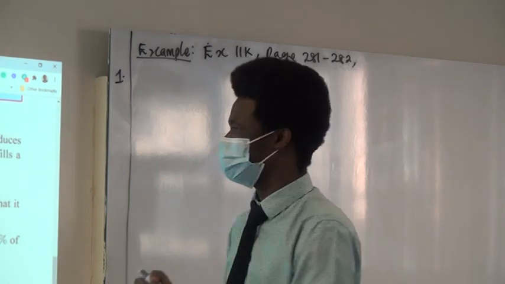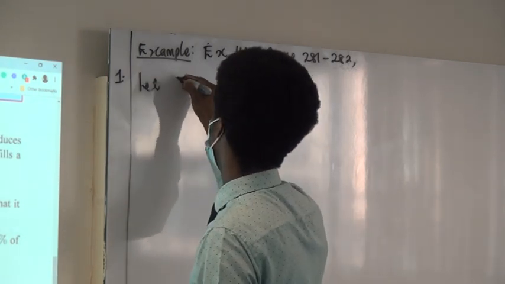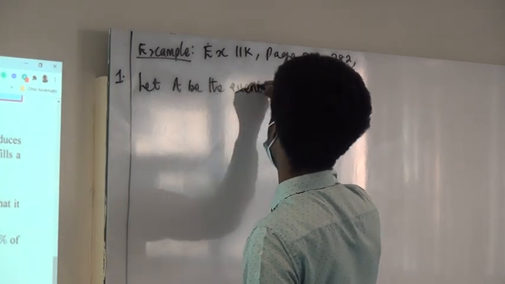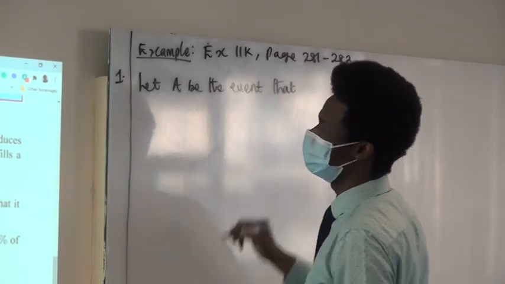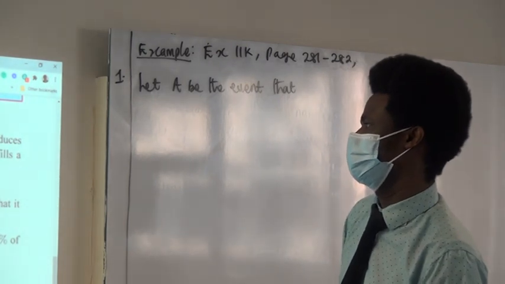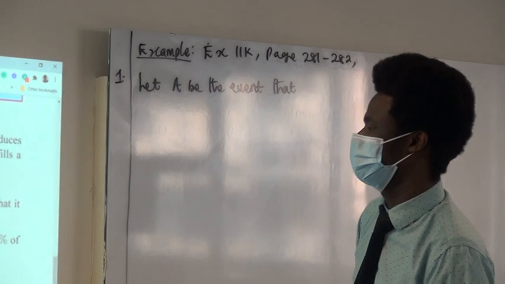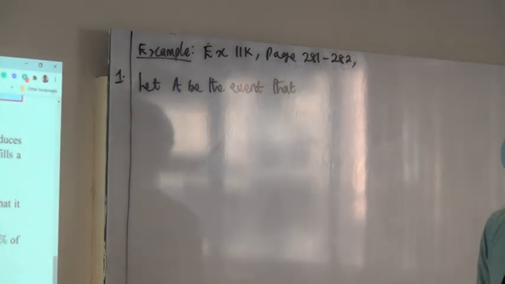So if you don't know how to identify your event, go to the question. Okay? So we can say let A be the event that... what do we take as the first event now?